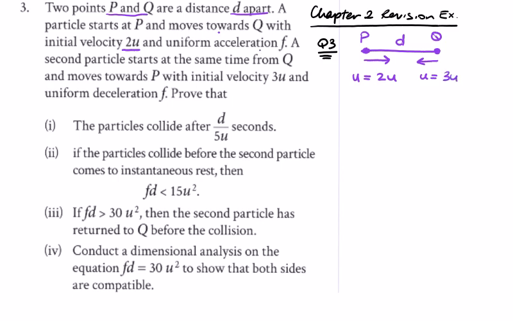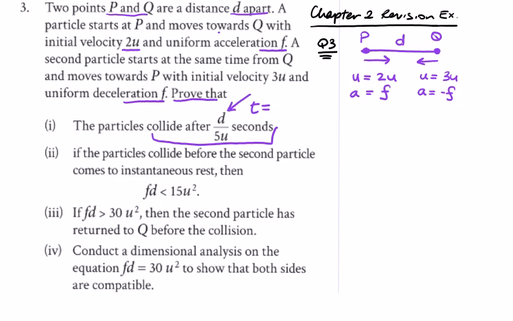We have uniform acceleration of f for particle P, and for Q we have deceleration because it's traveling in the opposite direction. We have acceleration of minus f, and we're asked to prove some things here. The particles collide, so we're looking for time here. Time is equal to this.